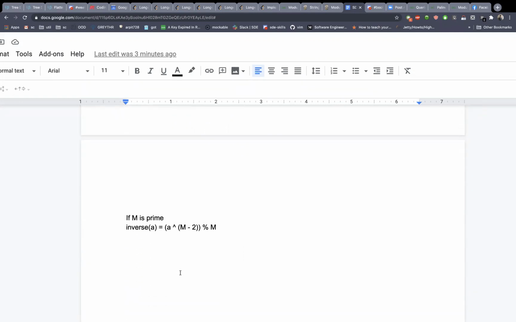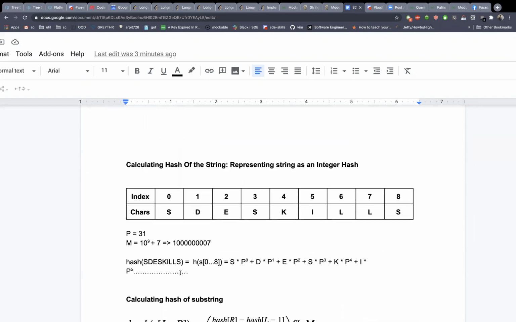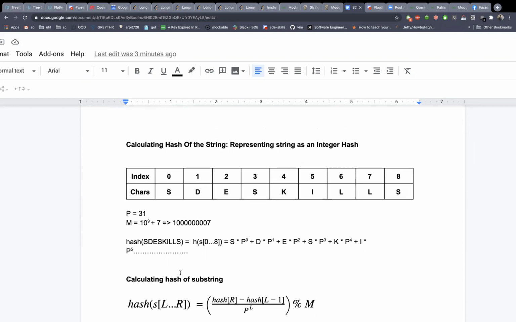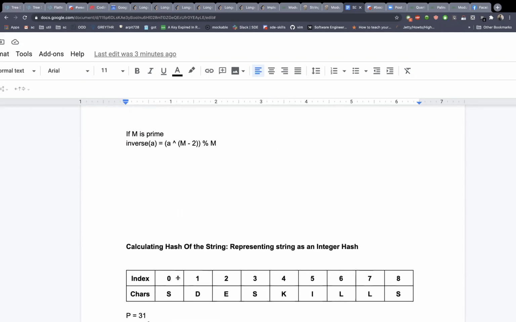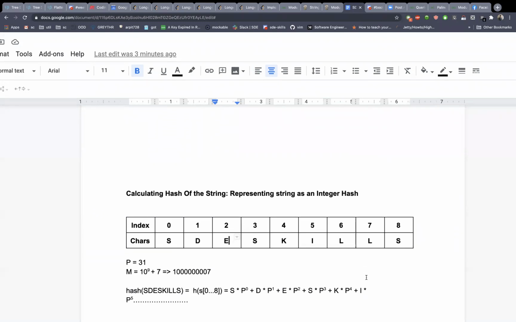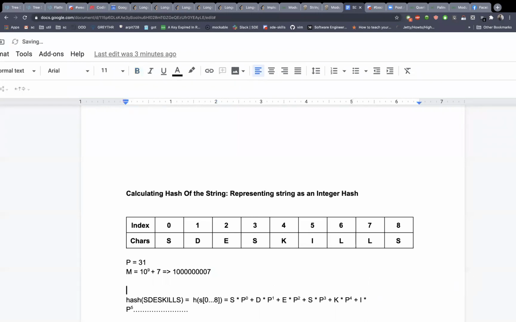Okay. So now let's jump right into our main topic, the concept of rolling hashing. I have one string, SDE skills, and I have written the indexes of all the characters over here: 0, 1, 2, 3, 4, 5, 6, 7, 8. First we will see how to calculate the hash of a string. For the sake of this problem, a hash is one integer that represents a string.